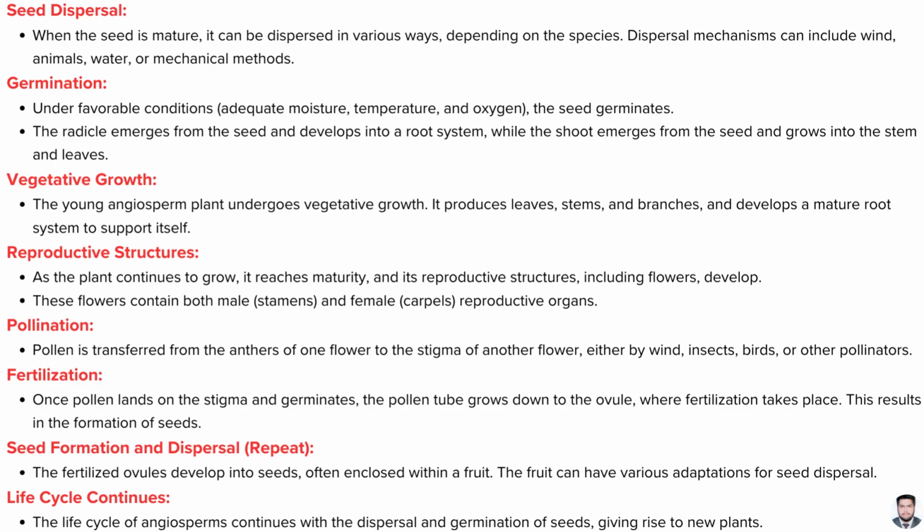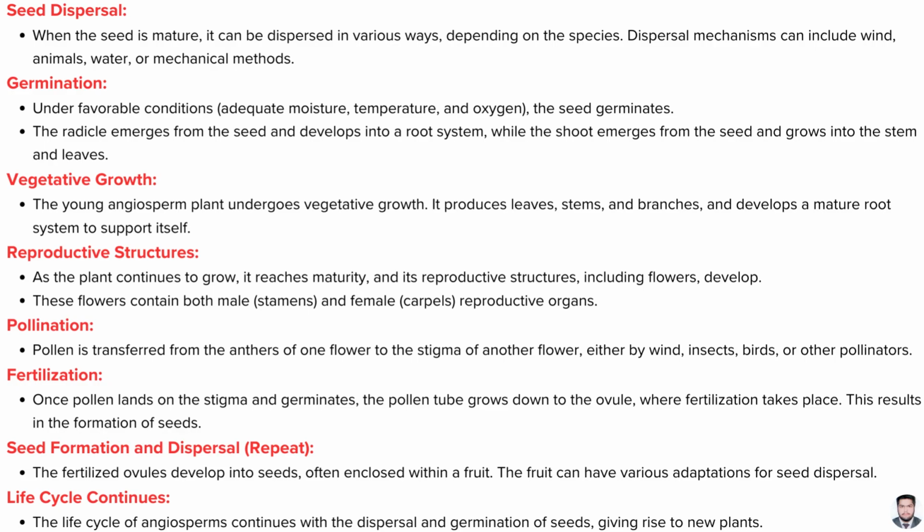Pollination. Pollen is transferred from the anthers of one flower to the stigma of another flower, either by wind, insects, birds, or other pollinators. Fertilization. Once pollen lands on the stigma and germinates, the pollen tube grows down to the ovule where fertilization takes place. This results in the formation of seeds.